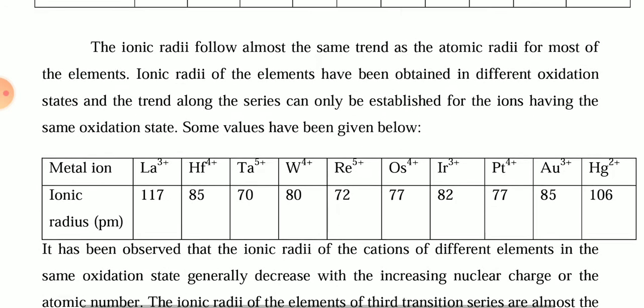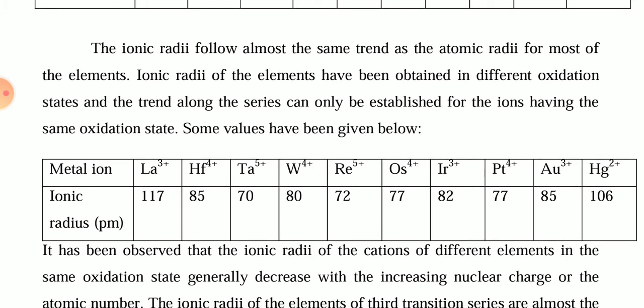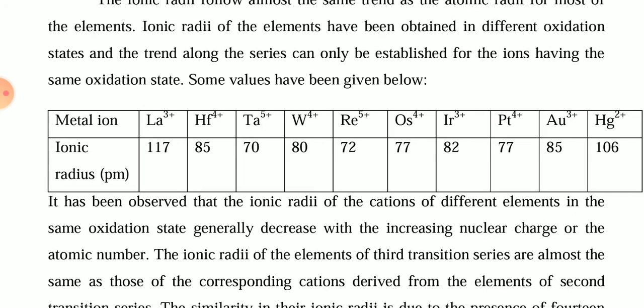Okay, so this is the ionic radius. Here you can see the ionic radius as well as the atomic radius is highest for lanthanum, and it decreases gradually, and for mercury it increases because of the screening effect.